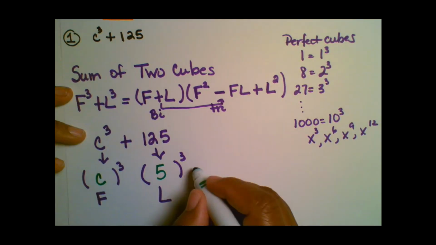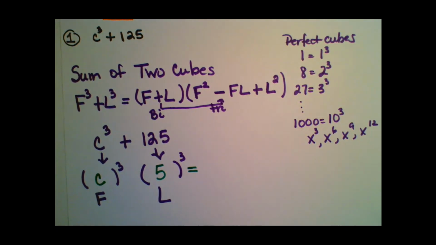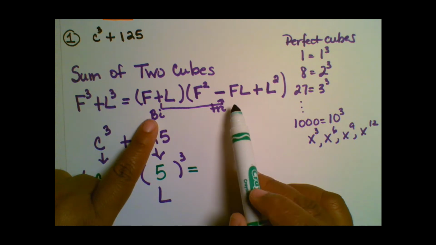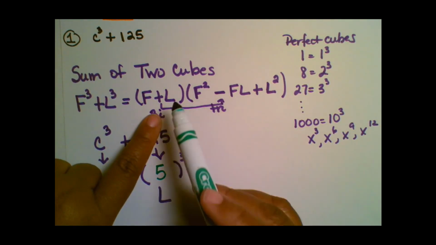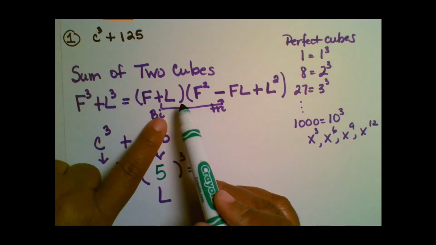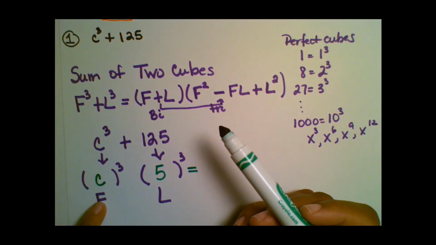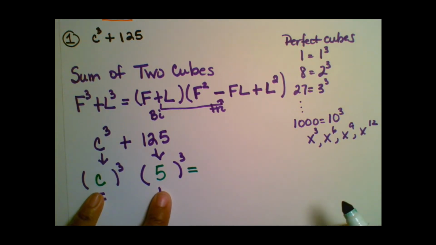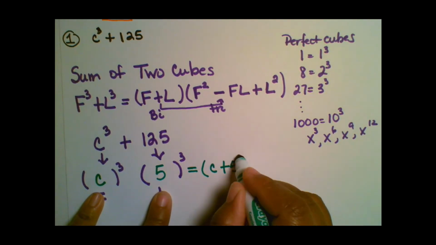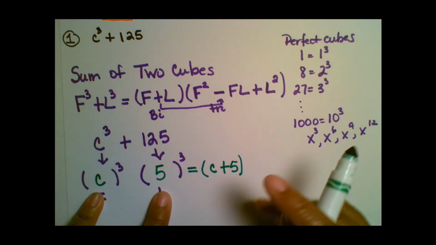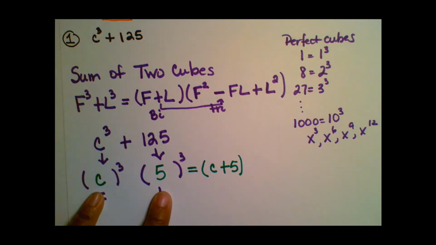Okay, so let's write our answer. We're going to follow the pattern that's written for the sum of cubes. For the binomial, it says whatever we call F and L, we're going to add them together. Well, we're calling F the variable c, and we're calling L the number 5. So we're going to add those together. We have c plus 5. Just that simple. Plug it in how you see it.